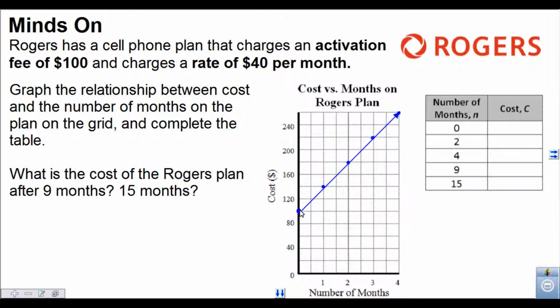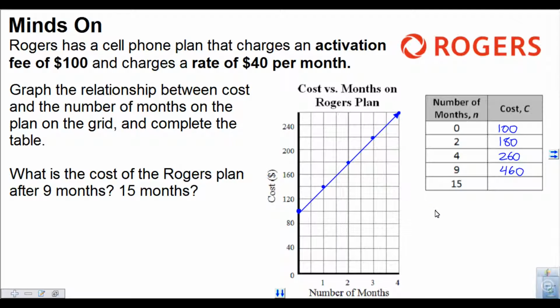We can see it on the graph that at 0 months, you have to pay $100. After 2 months, it was at $180. After 4 months, that is $260. Now here at 9 months and 15 months, though, it's not on the graph, but we can still figure it out because we know that you have to pay $40 a month. So for 9 months, that's 40 times 9, so that's $360 plus the $100 for a grand total of $460.